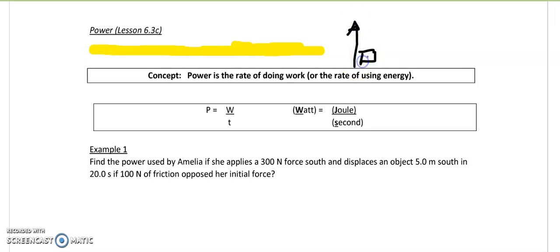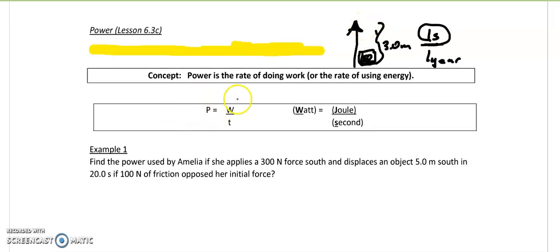Now, just to give you an idea, if I was lifting a 50 kilogram object and raising it up 3 meters, if I do this in 1 second, or if I did this over 1 year, which one is more powerful? Well, they're both doing the same amount of work, but doing it over a time of 1 second as opposed to 1 year makes this more powerful because it's completing that work at a faster rate.